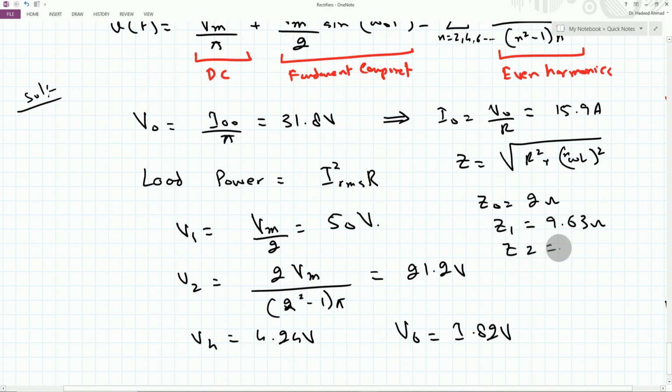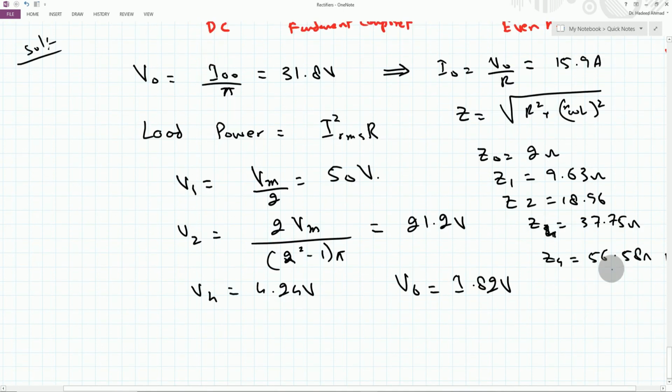Then we have Z2, that is equal to 18.96. Then we have Z4 equal to 37.75 ohm, sorry, this is not 3, this is 2, and then this is equal to 4, and this is equal to 6, and that Z6 we have equal to 56.58 ohm. So you can clearly see that the impedance is rising, and consequently the current for each harmonic actually reduces.